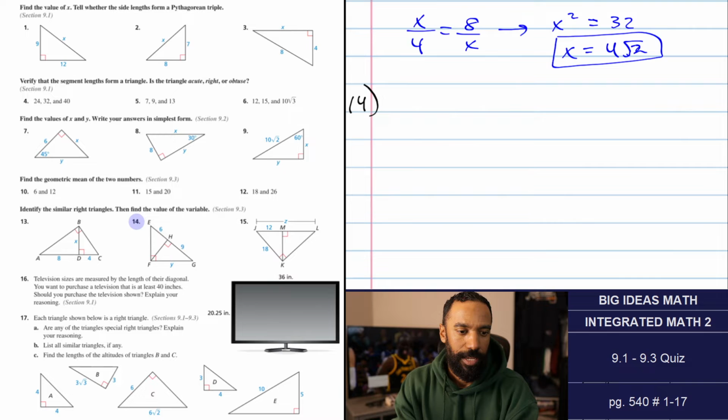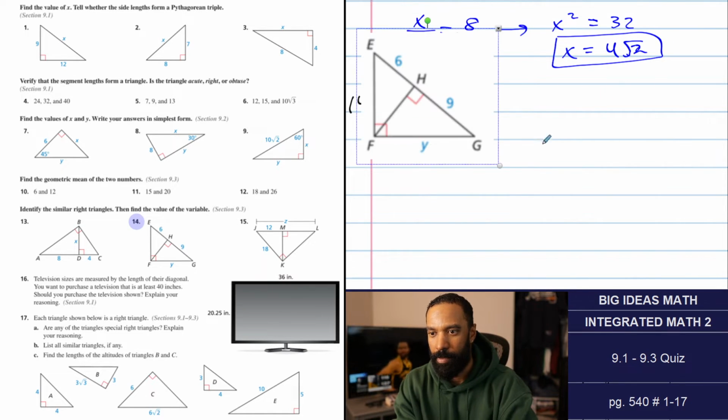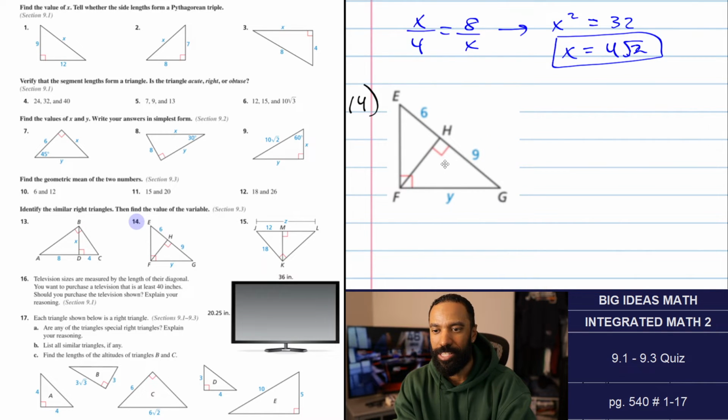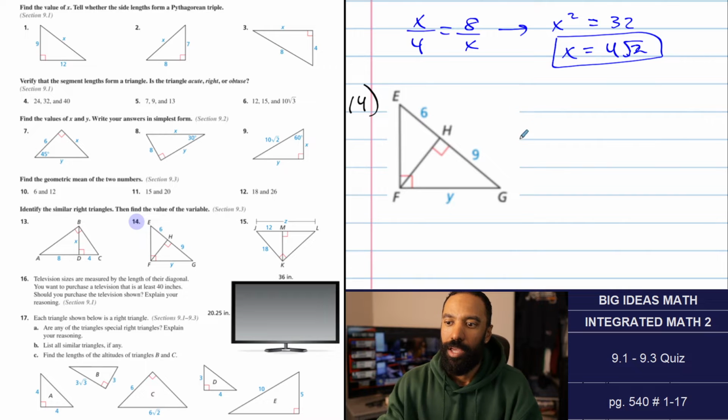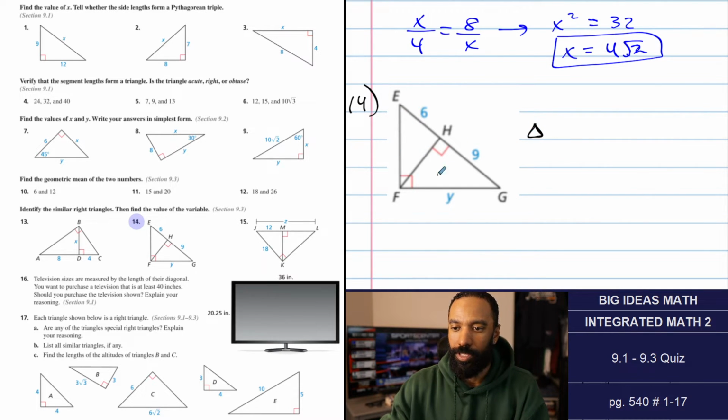Number 14, I'm going to copy that diagram again, and let's do it without the redraws. Let's try and identify the similar triangles by talking about long legs, short legs, hypotenuses, things like that. Let's start with the first triangle, the big one, triangle EFG. I like to say the first one alphabetical if I can.